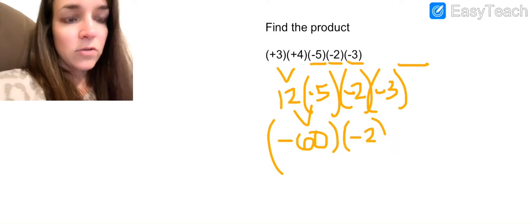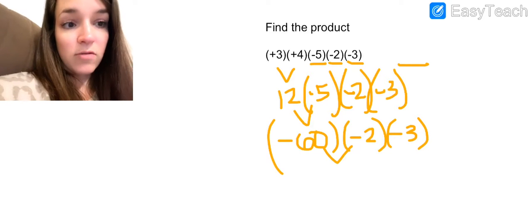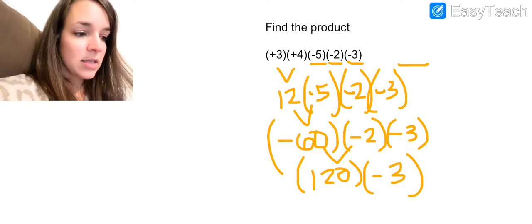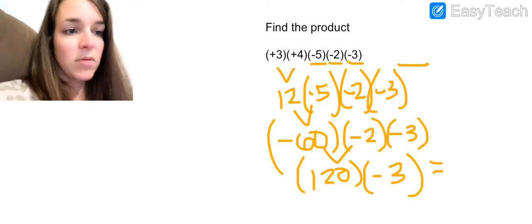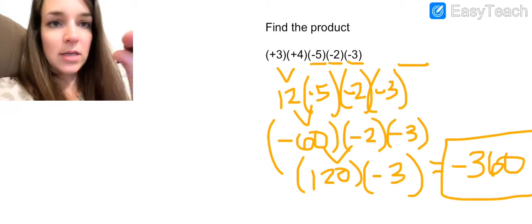Then times negative 2, negative 3. So I could do negative 60 times negative 2 is going to be positive 120. Positive 120 times negative 3. You guessed it. That's going to be negative 360. And we said from the beginning we thought our answer was going to be negative, and we were correct. Awesome. All right, so let's look at another one.